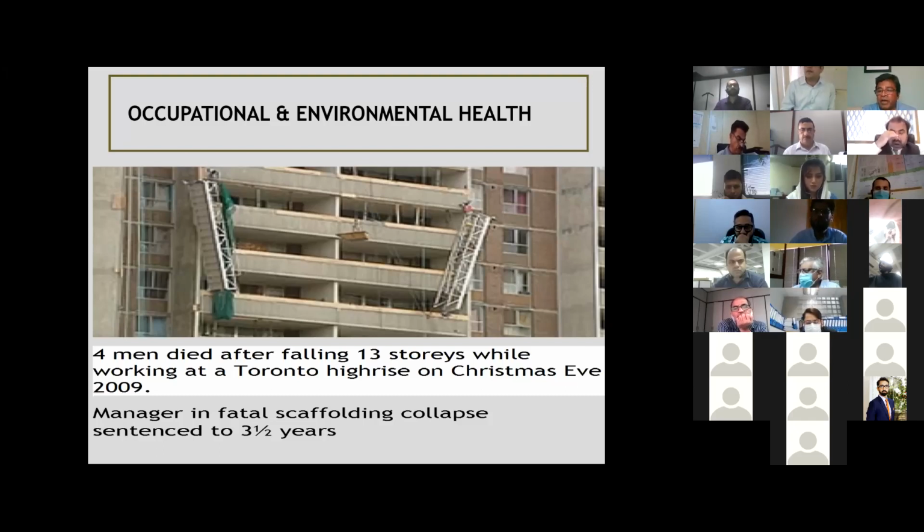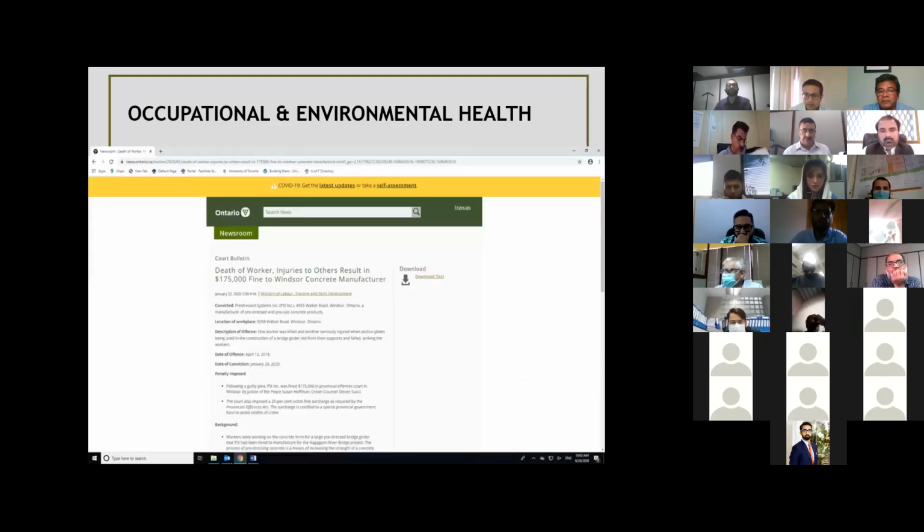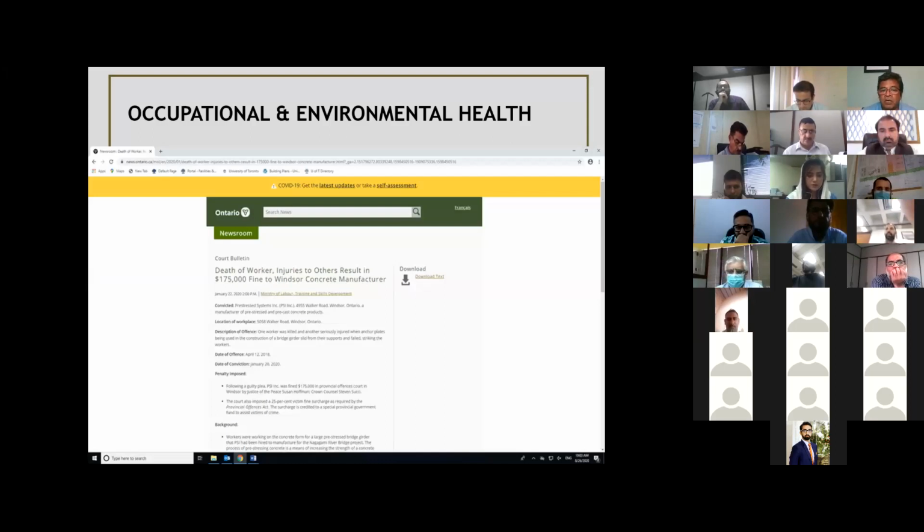So again, it might be a rush, 24th of December, Christmas evening. They might be rushing to complete this job because they might be taking an earlier day off. Next day was Christmas. And this is what the Ministry of Labor imposes if these things happen: a $175,000 fine to a concrete manufacturer because one of the workers died and some were injured. So that's the kind of fines that are imposed.